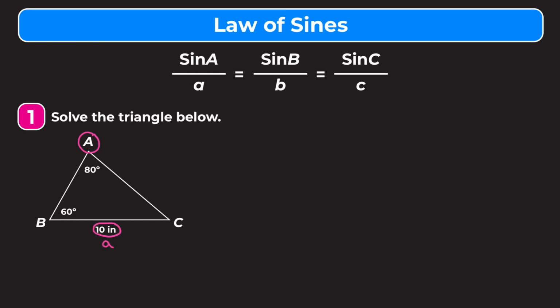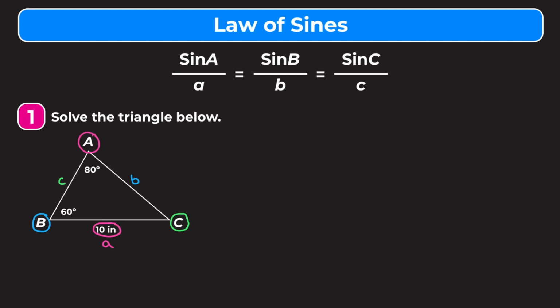We typically label angles with uppercase letters, and the sides across from them we label with the same letter but in lowercase. So let's go ahead and label the rest of this triangle. Over here we have angle B, which is big B, and across from it we're going to have little b, so side b. Then we have angle C with an uppercase C, so across from it we're going to have a lowercase c for that side.